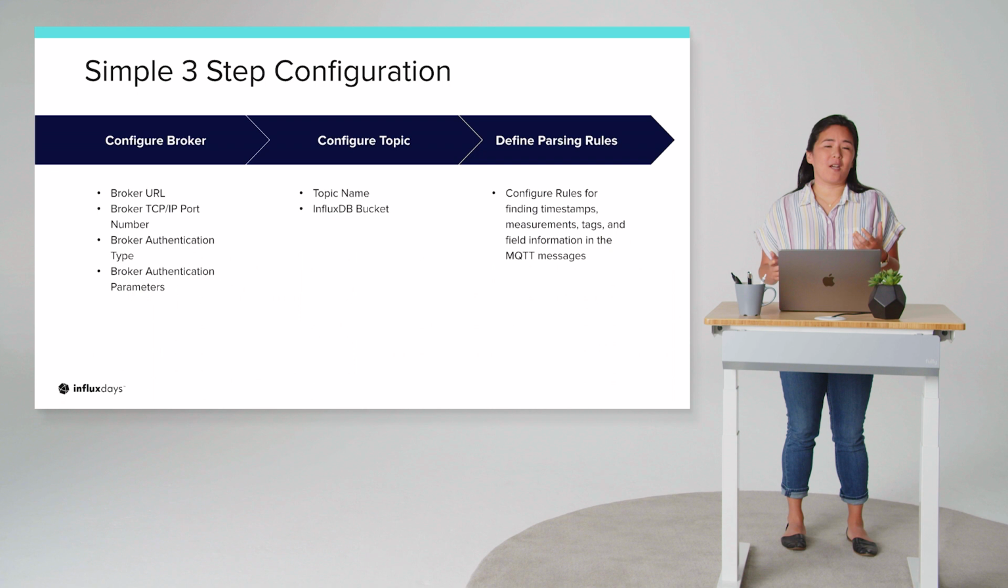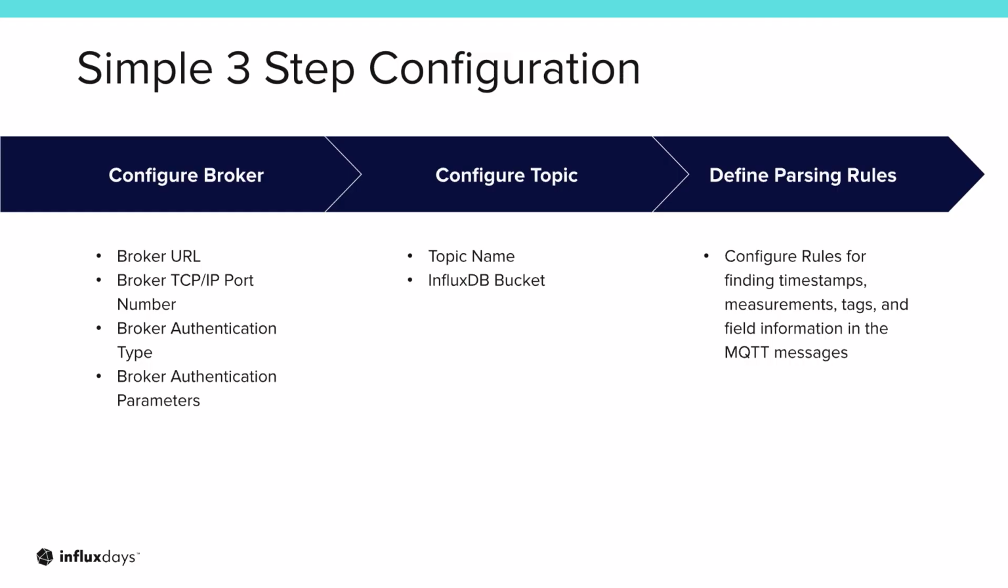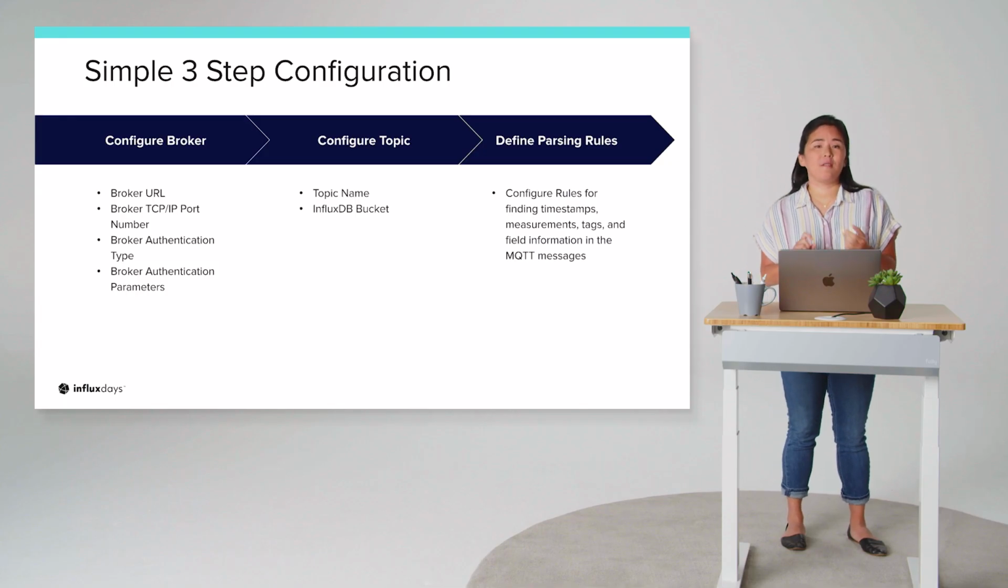As for getting this set up, Gene will be demoing this feature in the UI, but it only requires 3 steps to be done. First, configure your MQTT broker. This includes your broker URL and any authentication. Next, configure your MQTT topic and the InfluxDB bucket that you're going to be writing your data to. And lastly, define your parsing rules.